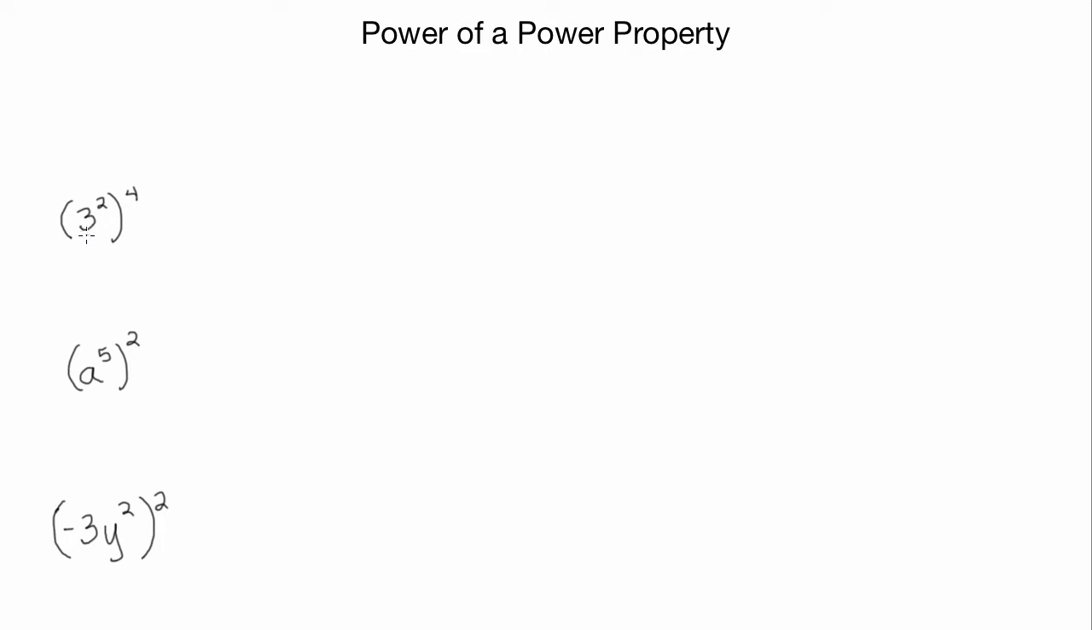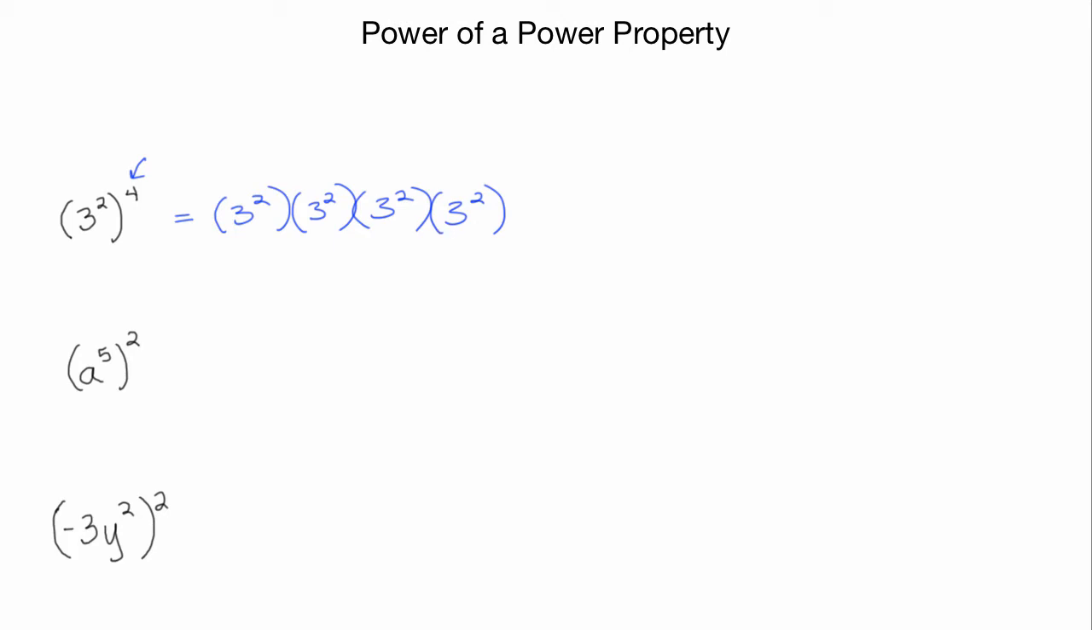This first one, I've got 3 to the second power, but then the whole thing is taken to the fourth power. We're going to use expanded form, so let's rewrite this out. This 4 right here is indicating I have 4 3 squareds all multiplied. So we can write this as 3 squared times 3 squared times 3 squared times 3 squared. Do you see it? There's my 4 3 squareds all multiplying each other.